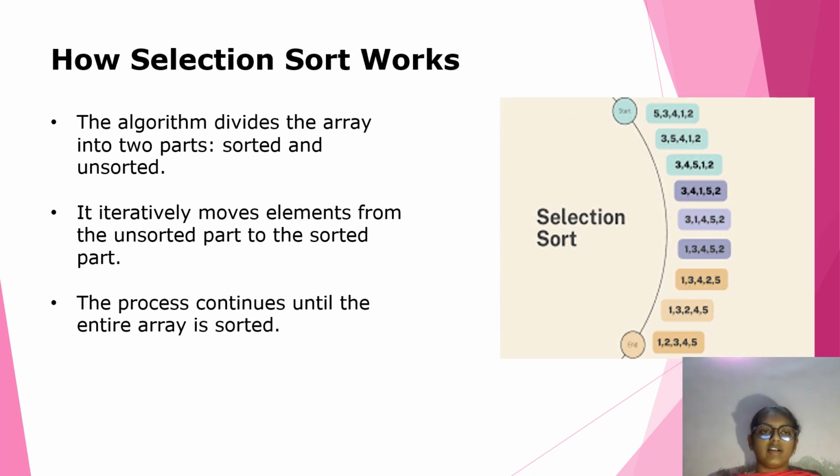How selection sort works. The algorithm divides the array into two parts, sorted and unsorted. It iteratively moves the elements from the unsorted part to the sorted part. The process continues until the entire array is sorted.